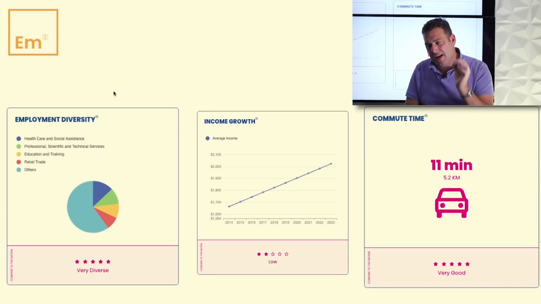In this regard, 11 minutes. Think about this for a moment: for the whole population of the city of Brisbane, every single person that is employed, on average, it takes them 11 minutes to get to their job.